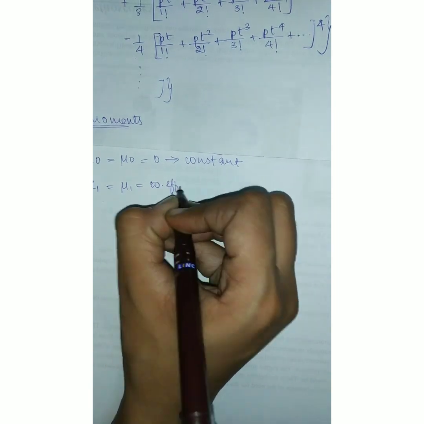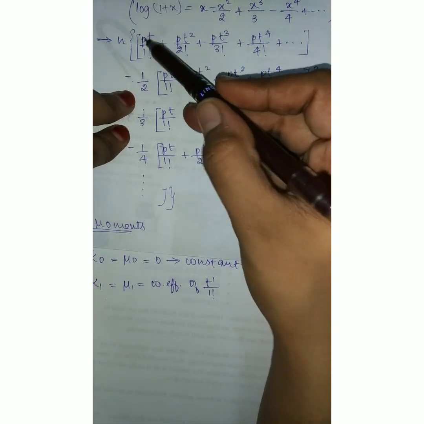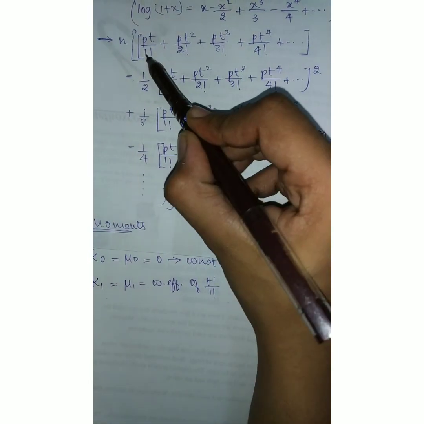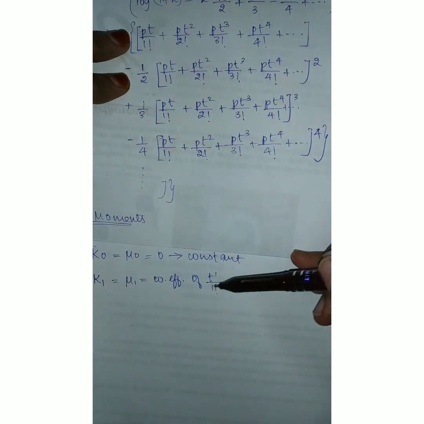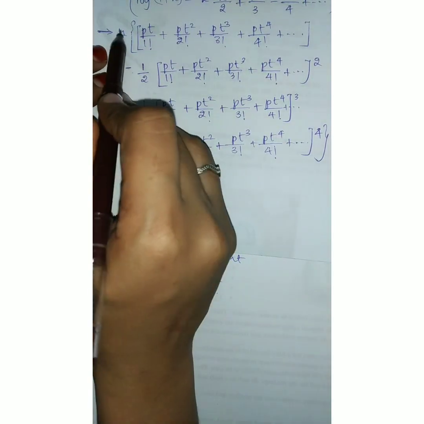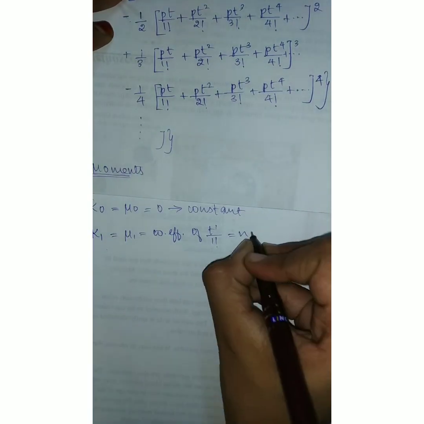Now as usual, finding moments, k naught is equal to mu naught and that is equal to 0, which is a constant. Then k1 equal to mu 1, which is nothing but the coefficient of t power 1 by 1 factorial, and that can be only taken from the first term and not from the other three terms, because they have square, cube and 4. When it gets multiplied inside, it becomes t power square, t cube and t power 4. Therefore k1 is equal to np.